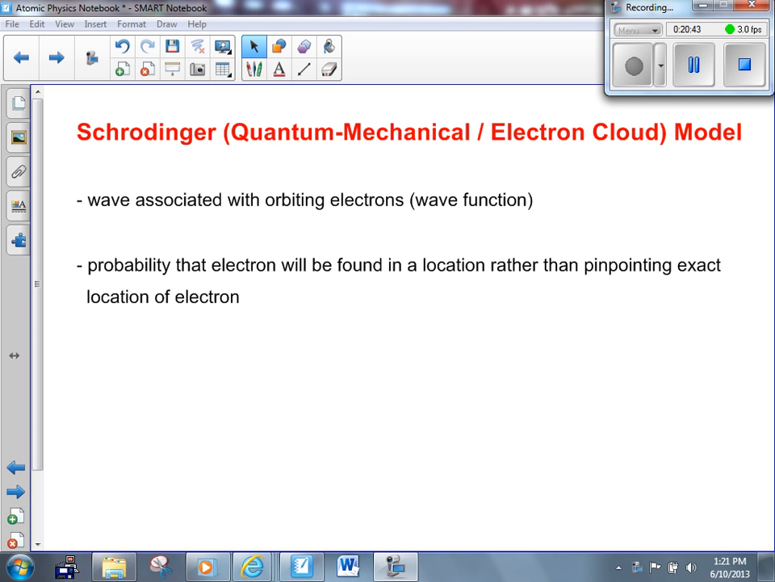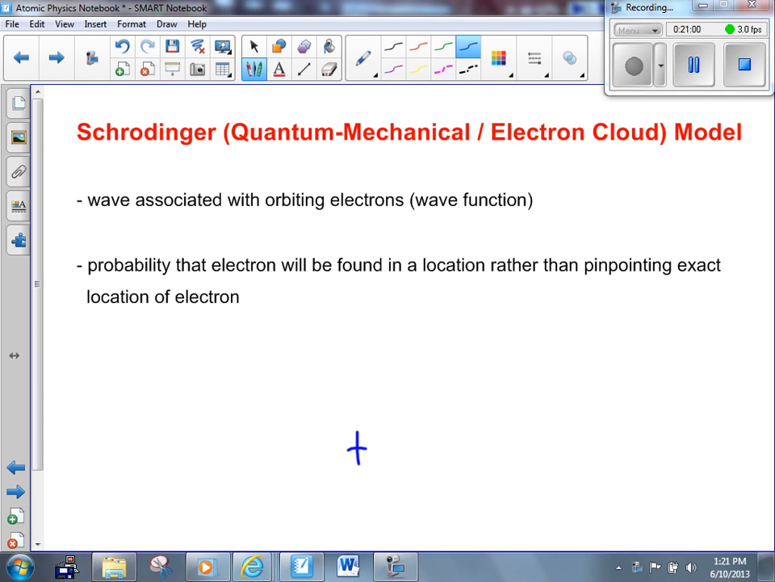The Schrodinger model of the atom, named after a guy named Erwin Schrodinger, or sometimes we call it the quantum mechanical model, sometimes we call it the Electron Cloud model of the atom, says, the same as the Rutherford and the Bohr model of the atom, most of the atom is empty space, but there is a small, dense, positively charged nucleus in the middle. It also says that electrons orbit around the nucleus, but in a sense it's a step forward from the Bohr model of the atom, in a sense it's a step backward.